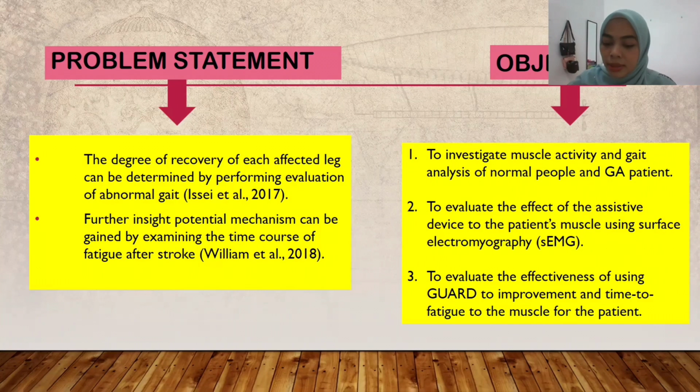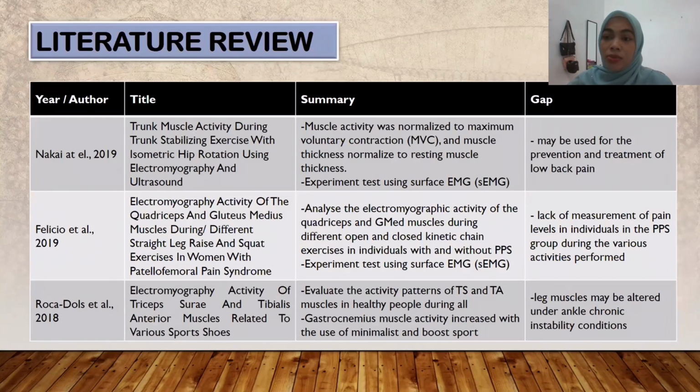As for the literature review, as we know, literature review is the past studies that have related with my current study. So here are a few of the studies. Okay, for the first one is from Nakai et al. 2019. The title is about trunk muscle activity during trunk stabilizing exercise.